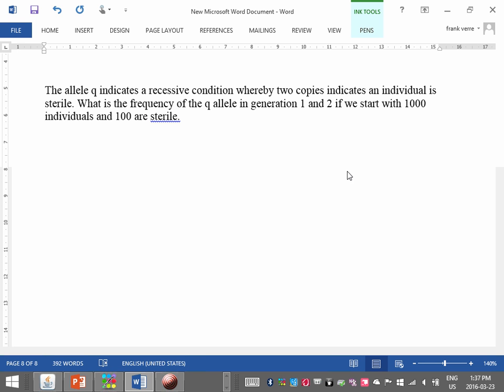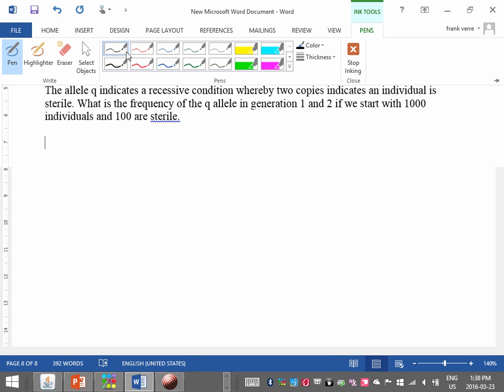Decrease. So imagine we have an allele Q. It's recessive, and if you have one copy, you're fine. But if you have two copies, you can't have babies, okay? So, easy enough so far? Okay. So, if I have 1,000 individuals and 100 are sterile, what's the frequency of that Q allele?